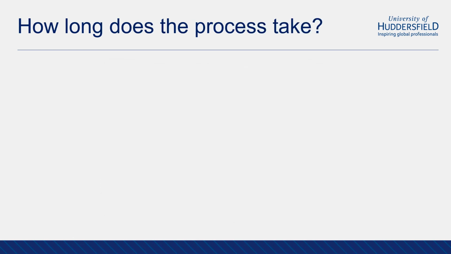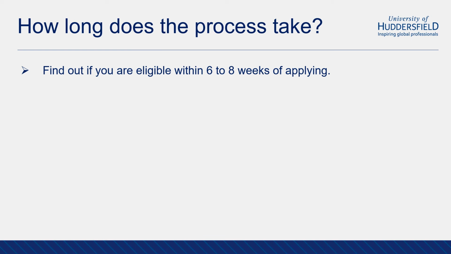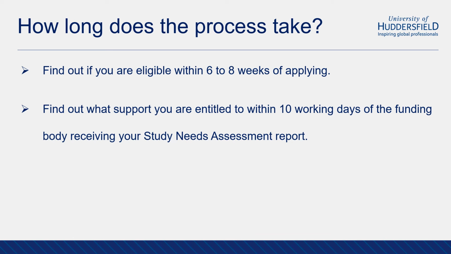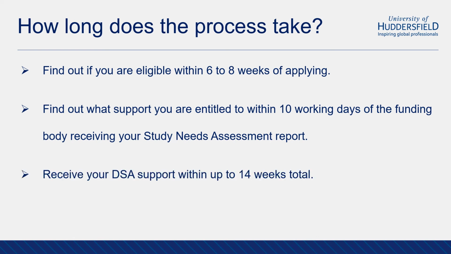So how long does the DSA application process take? You should find out if you are eligible for DSA within 6 to 8 weeks of applying. If you are eligible, you will then need to book a study needs assessment. Each assessment centre will have their waiting times displayed on their websites. Then you should find out what support you are entitled to within 10 working days of the funding body receiving your study needs assessment report. You should then receive your DSA support within up to 14 weeks total from start to finish of the DSA process.